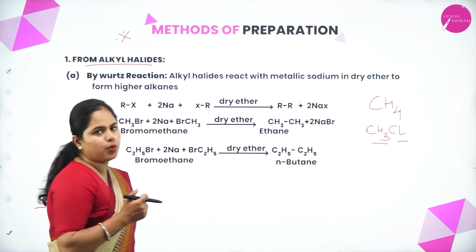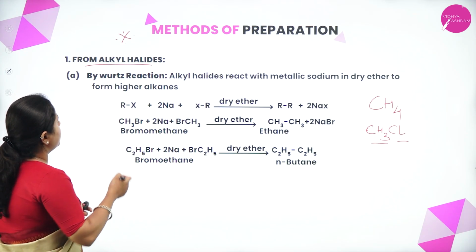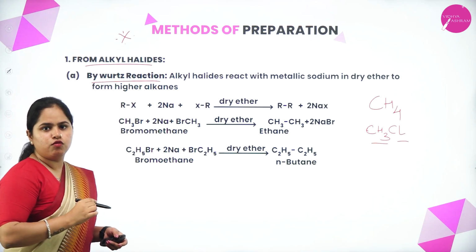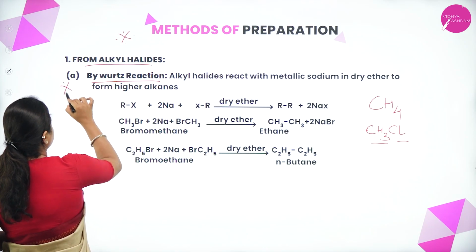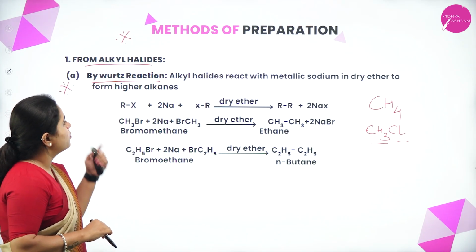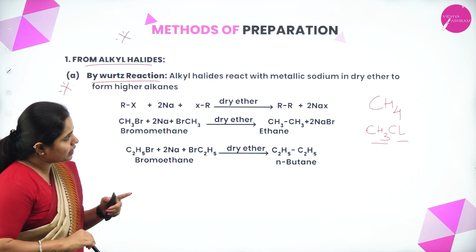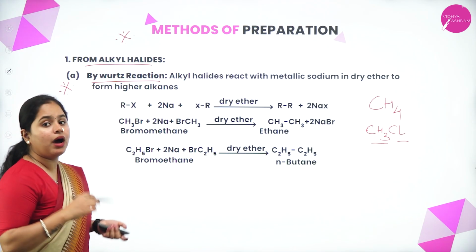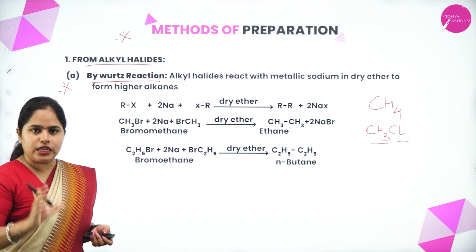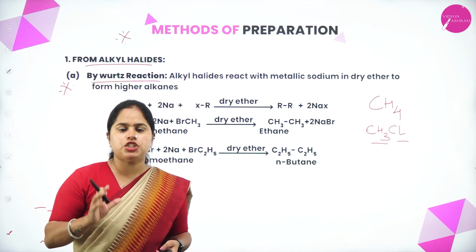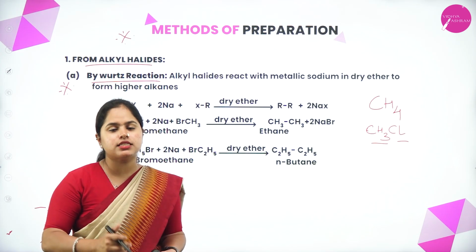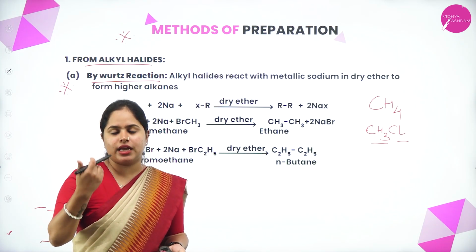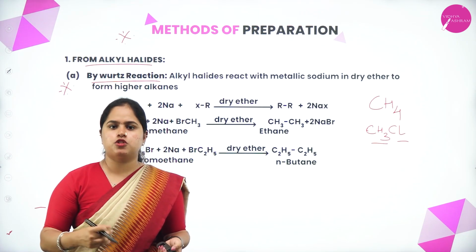Now let's see how we can prepare alkanes from this. The first one is Wood's reaction. Is this a name reaction? Yes, so it is important, right? Alkyl halides react with metallic sodium in dry ether to form higher alkanes. So the initial reactant here is alkyl halide, and we are going to react it with sodium in the presence of dry ether.